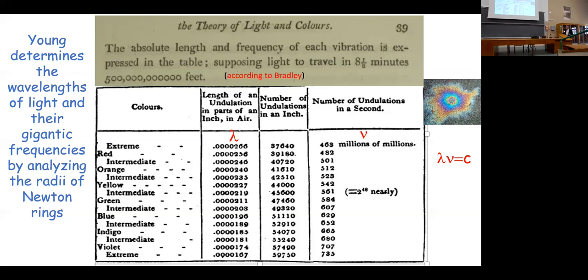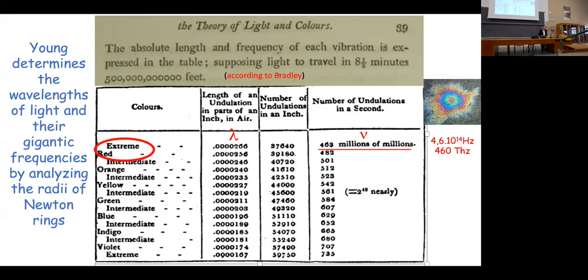And from these values, knowing the velocity of light, which was obtained by Bradley, I discussed that last week, he was able to deduce a number of undulations per second, which is just the frequency of light. And he found this tremendously large number. You see, for red light, he found 460 millions of undulations per second, which corresponds in modern notation to something like 400 terahertz. That is 4.6 10 to the 14 hertz.